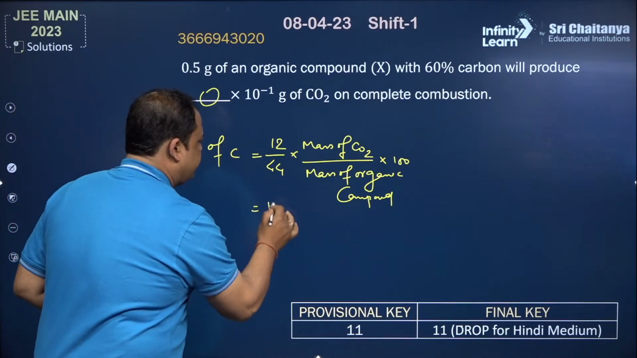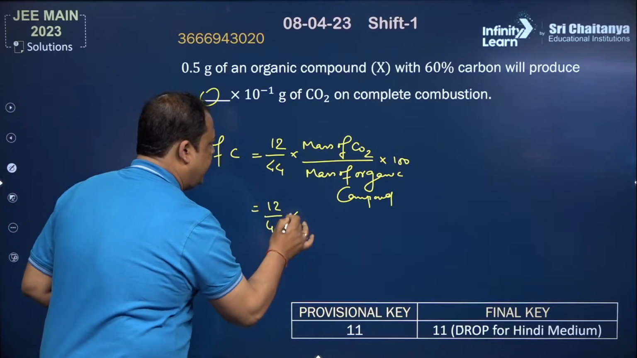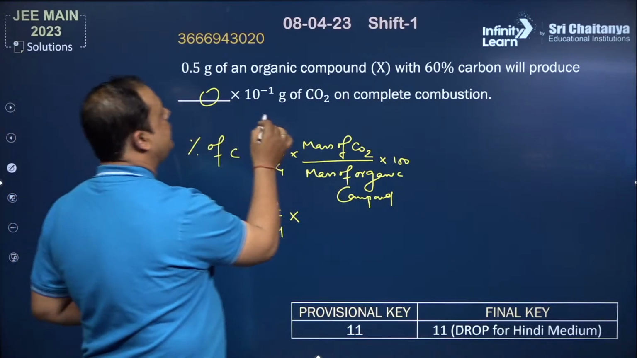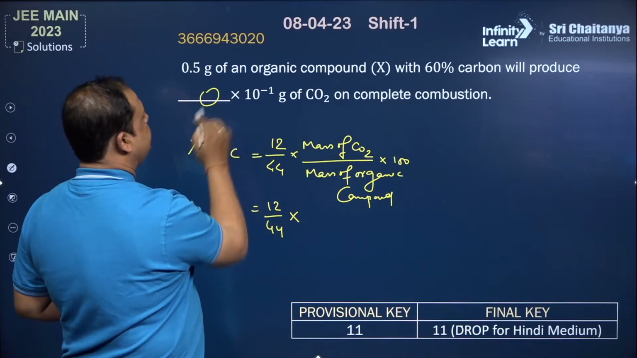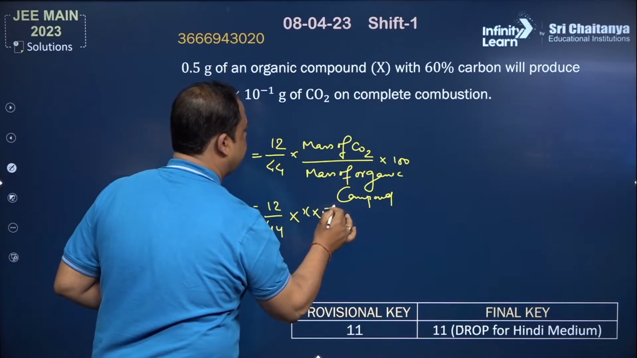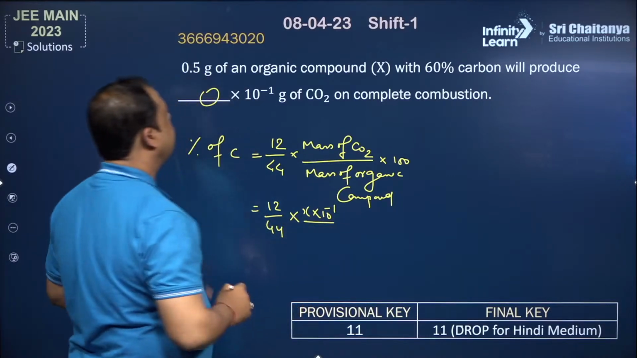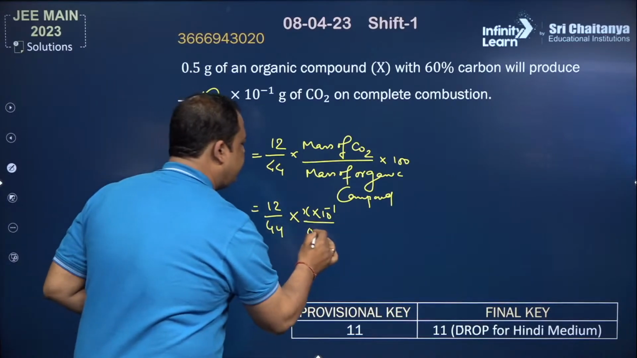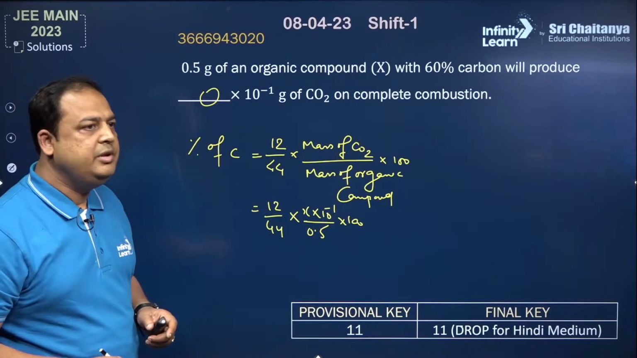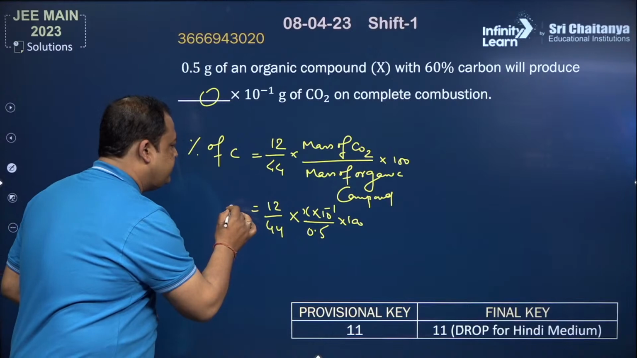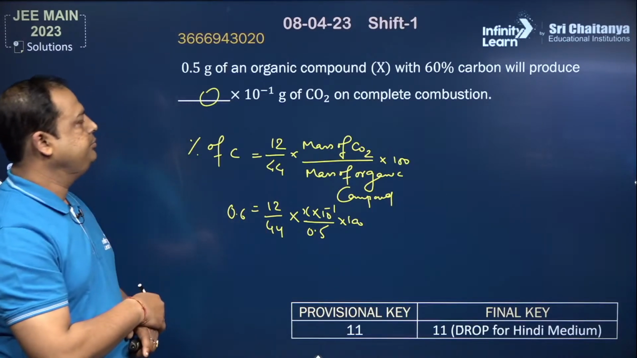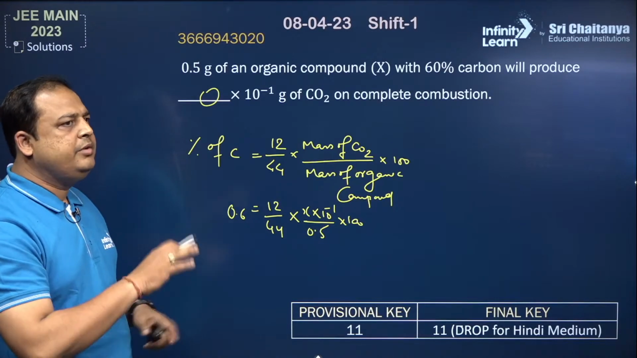Just solve this question. 12 divided by 44 into the mass of CO2. The mass of CO2 is not written here, so let it be X into 10 to the power minus 1, divided by the mass of the organic compound, which is 0.5 into 100, and the percentage of carbon is 60%. 60% means 0.6. Okay, just solve it.